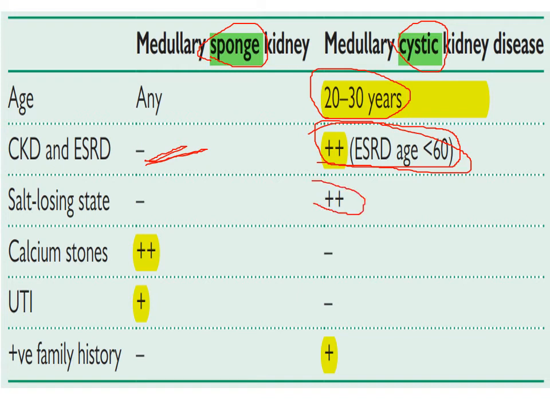Medullary sponge can be associated with a salt-losing state. As I said, it is mainly a tubulointerstitial disease associated with polyuria and nocturia and polydipsia and salt losing. The main affection in medullary sponge is recurrent stones and recurrent UTI, and in medullary cystic it is an autosomal dominant inheritance, so a positive family history is present.